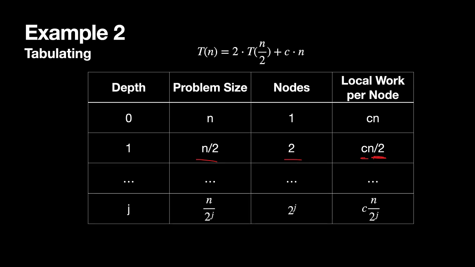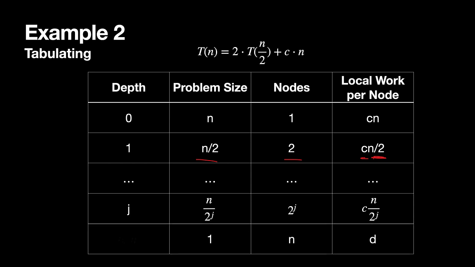And the problem size keeps going down by a factor of 2, so we can represent the problem size as n over 2 to the power of j. The number of nodes keeps increasing by a factor of 2, so it's 2 to the power of j as we keep going down. And then the work keeps getting multiplied by c, so the work per node is the data at that node times c.